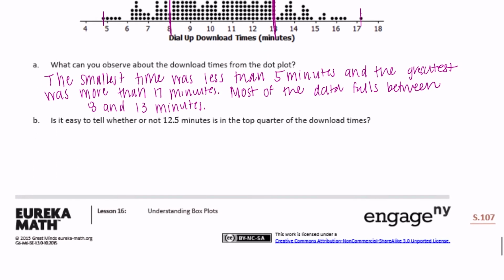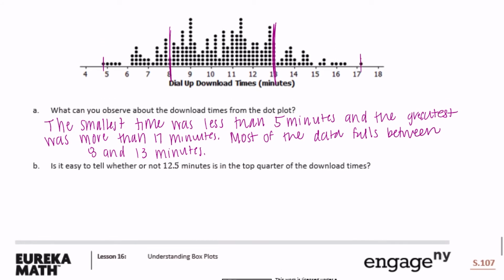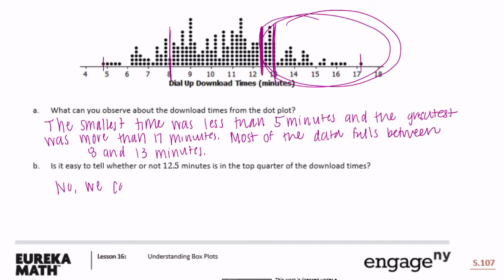B, is it easy to tell whether or not 12.5 minutes is in the top quarter of the downloaded times? So 12.5 minutes is about right here. Is it easy to tell if that's within the top quarter, or the fourth quartile? I can't tell. We would have to have a box plot to tell that and find all the quartile information. So no, we can't easily tell.